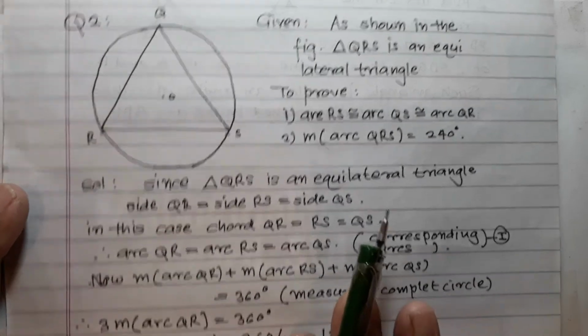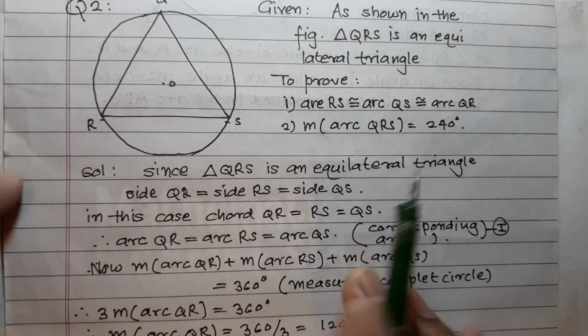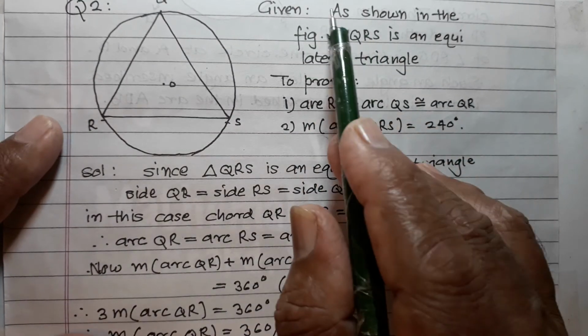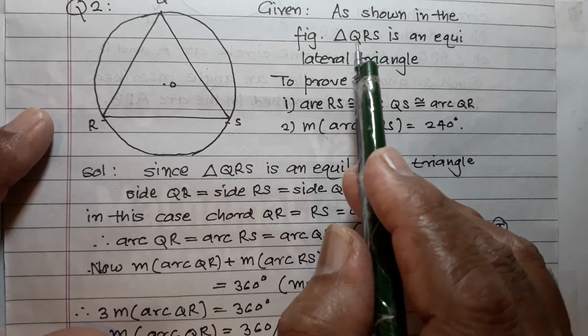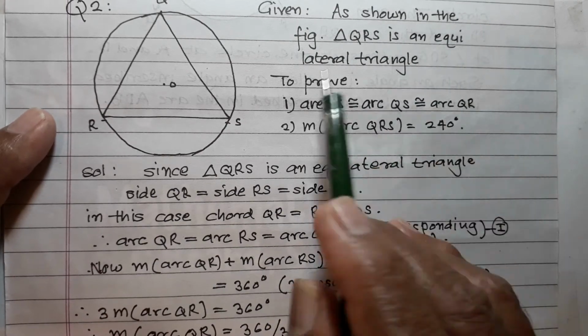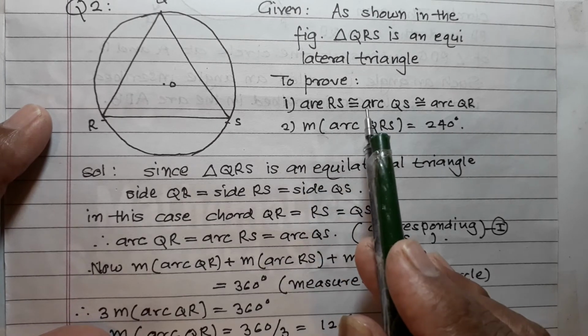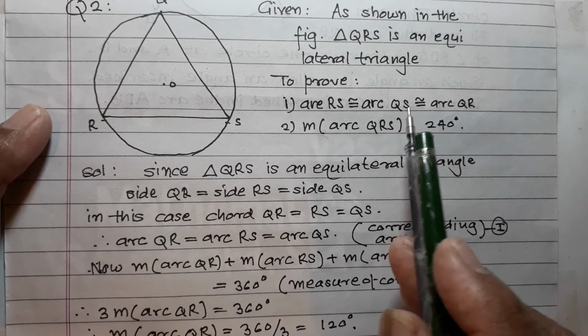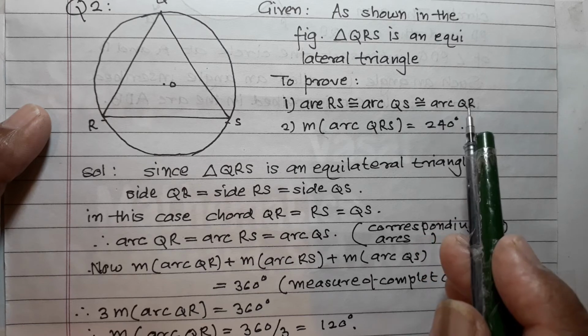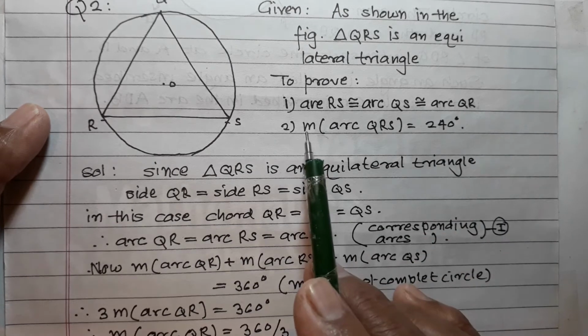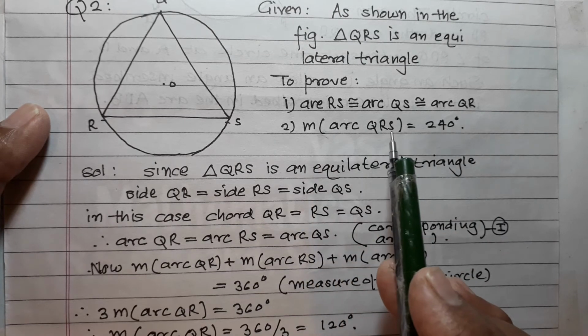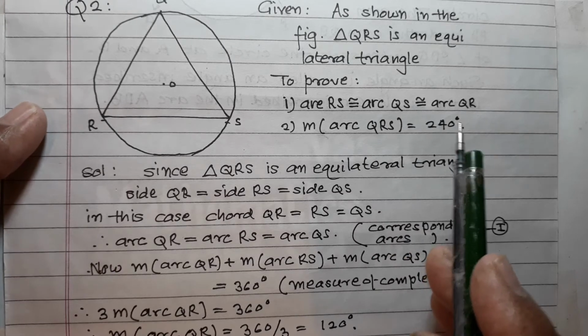Therefore the measure of arc QRS is equal to 120 plus 120, that is 240. Okay. Now, given, as shown in the figure, triangle QRS is an equilateral triangle. To prove: arc RS congruent arc QS congruent arc QR, and measure of arc QRS is equal to 240.